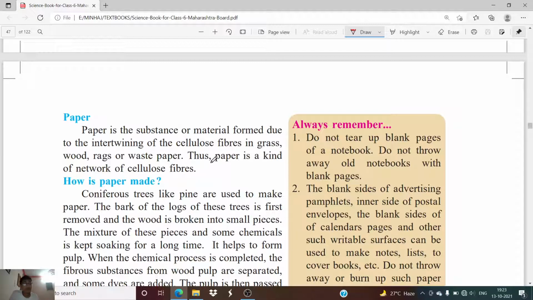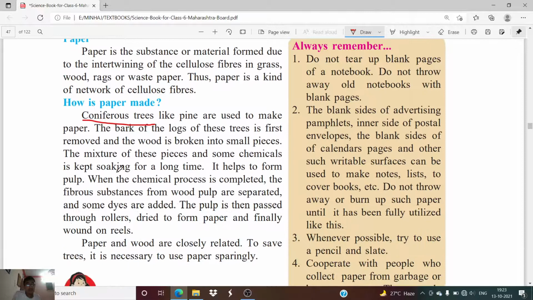Now how is paper made? Coniferous trees like pine are used to make paper. What type of trees are used to make paper? Coniferous trees are used to make paper. The bark of the logs of these trees is first removed and the wood is broken into small pieces. So first, the wood of these trees is broken into small pieces.